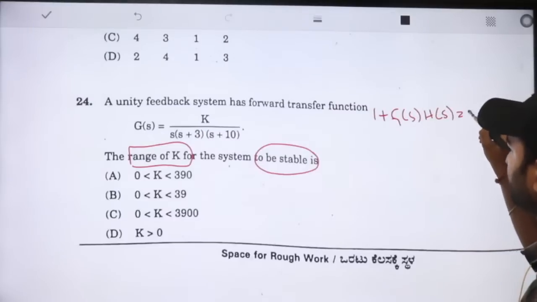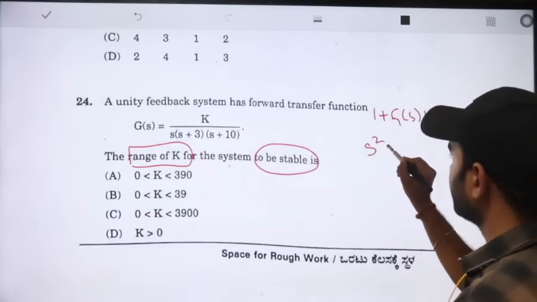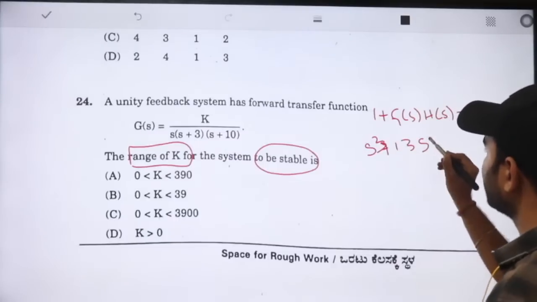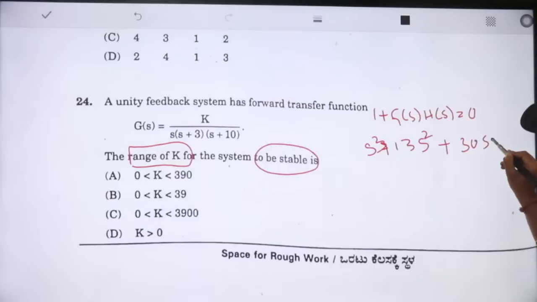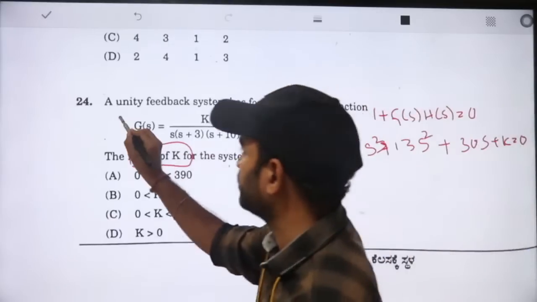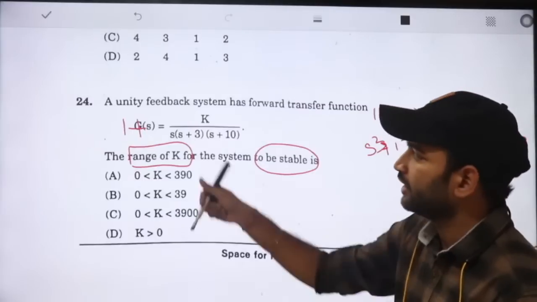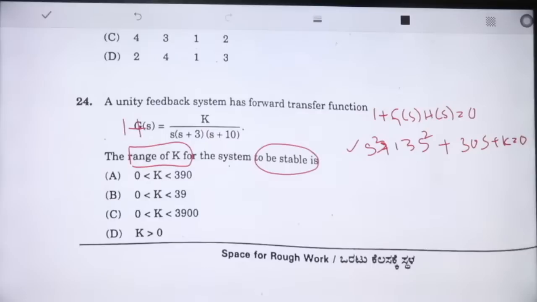to 0. If you multiply that, you will get s cube plus 13 s square plus 30 s plus k equal to 0. This is the equation you will get. Just convert 1 plus G of s into H of s equal to 0, and if you translate it, you will get the total characteristic equation.